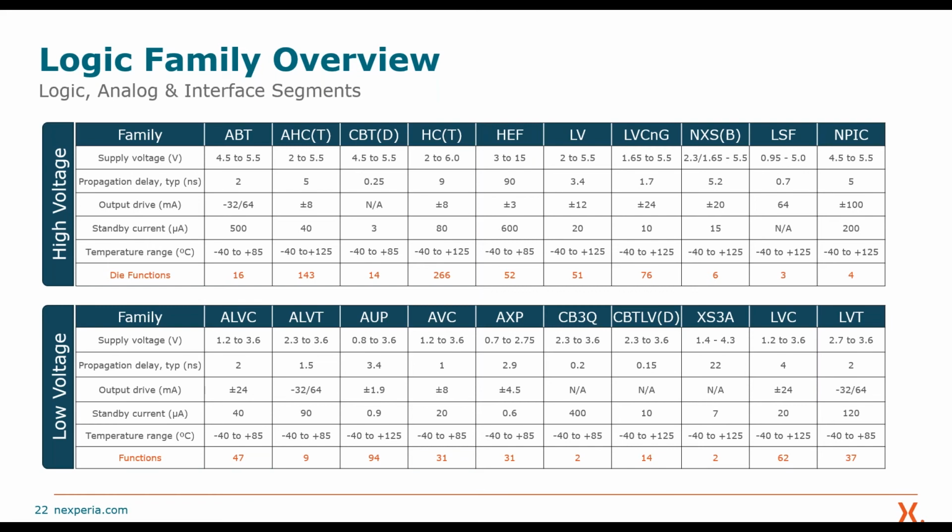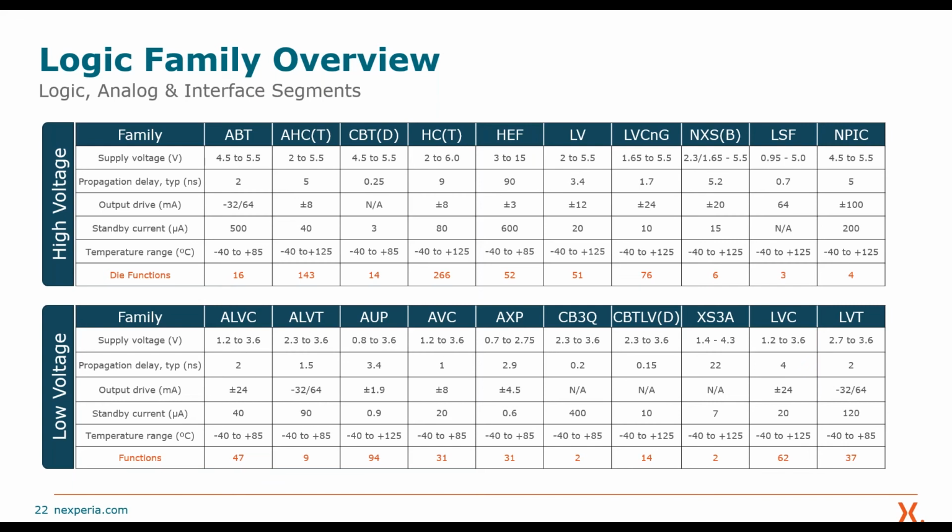In the low voltage family, as I mentioned earlier, VCC max is up to 3.6 volt. We have got LVC and LVT for the general purpose logic. LVC is the second most popular family in our portfolio. Then we have got the LVT family, which offers very high output drive and is also very fast. They are very popular in backplanes.